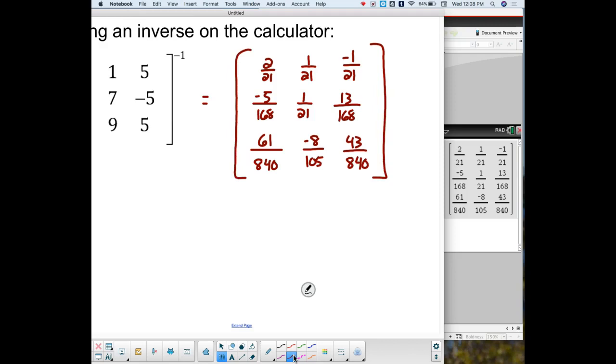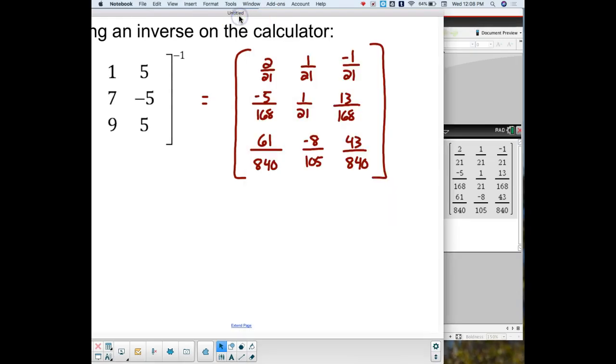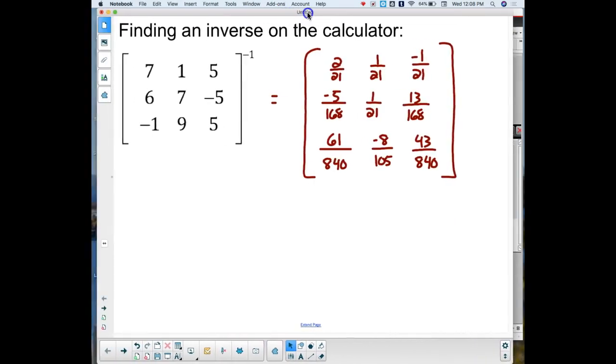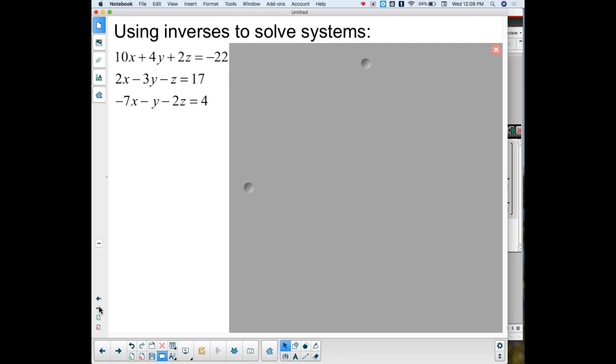Okay, quick and easy. Type the matrix into the calculator, raise that matrix to the negative 1 power, and that gets you the inverse. Okay? Now, the way we use inverse matrices is we're going to use them to solve complex systems of equations. So here I've got a system of 3 equations with 3 unknowns.